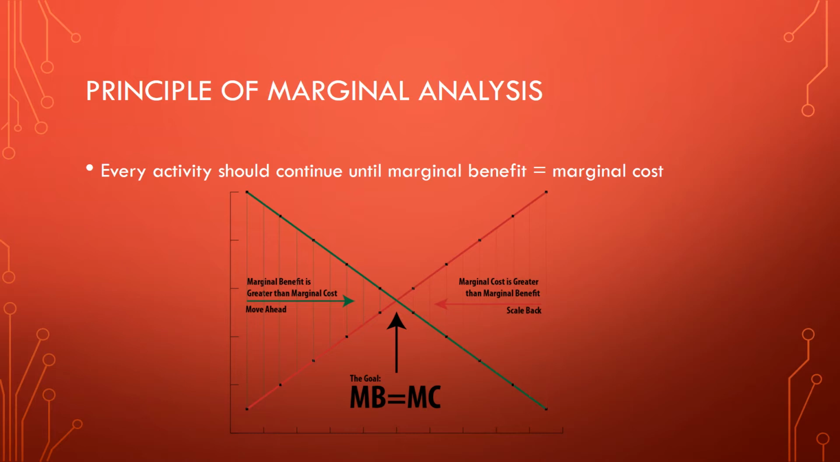If you were to eat one more and the marginal cost is greater than the marginal benefit, you definitely shouldn't do that, because now your marginal benefit is going to be negative compared to your cost.